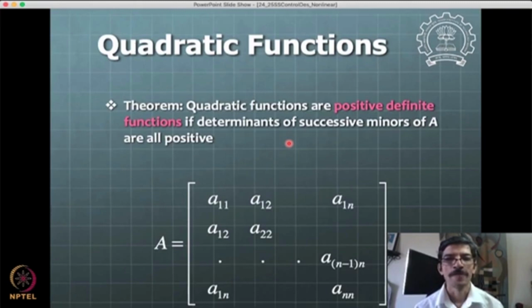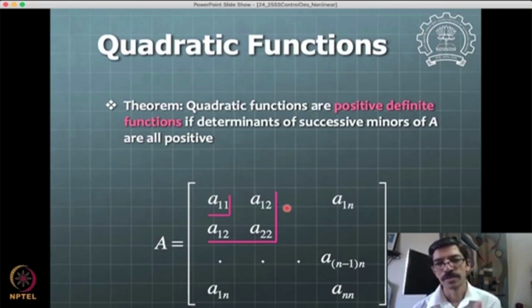So these successive minors: if you take determinants of successive minors, this is the first minor of matrix A, then there is a second minor of matrix A, and like that you can develop successive minors of this matrix A and get their determinants. If their determinants are positive, then you say this quadratic form is positive definite. It has continuity, and when the state is 0, the form is equal to 0, which also holds.